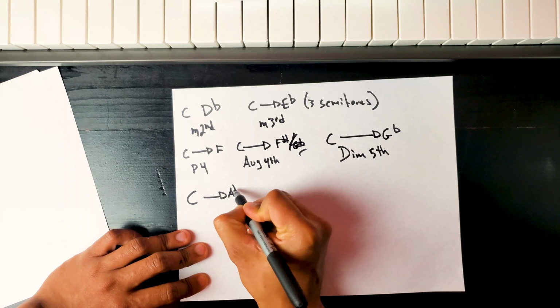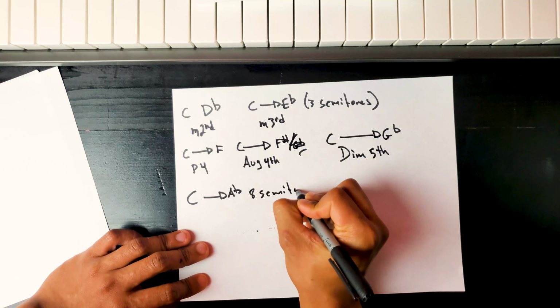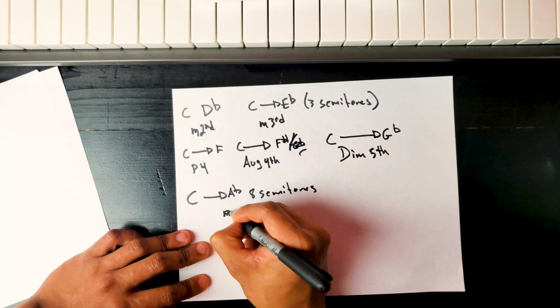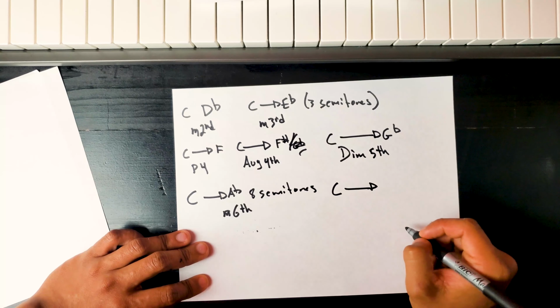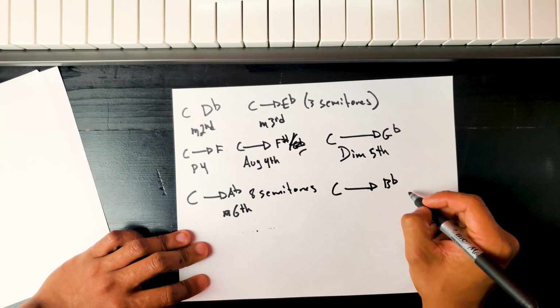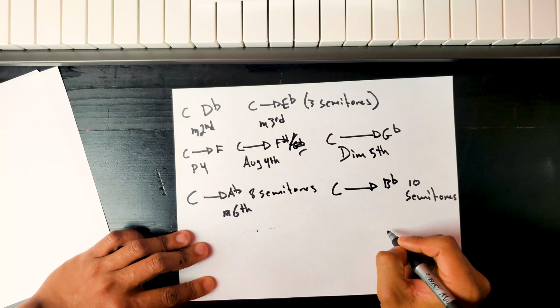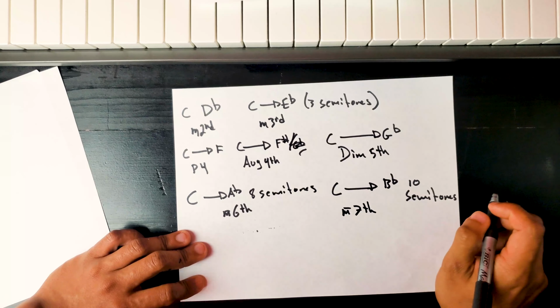Now let's go through the rest of the notes. A flat is 8 semitones away from C, making it a minor sixth. B flat is 10 semitones away from C, making it a minor seventh.